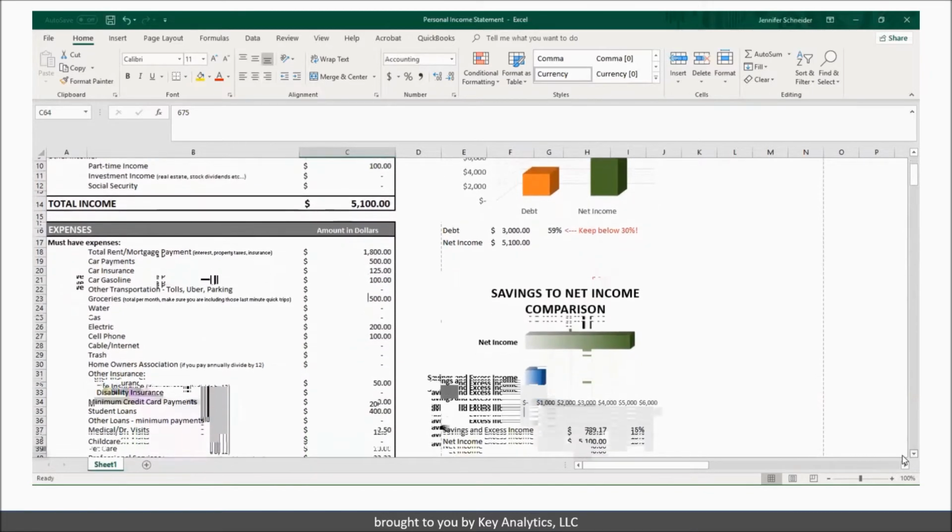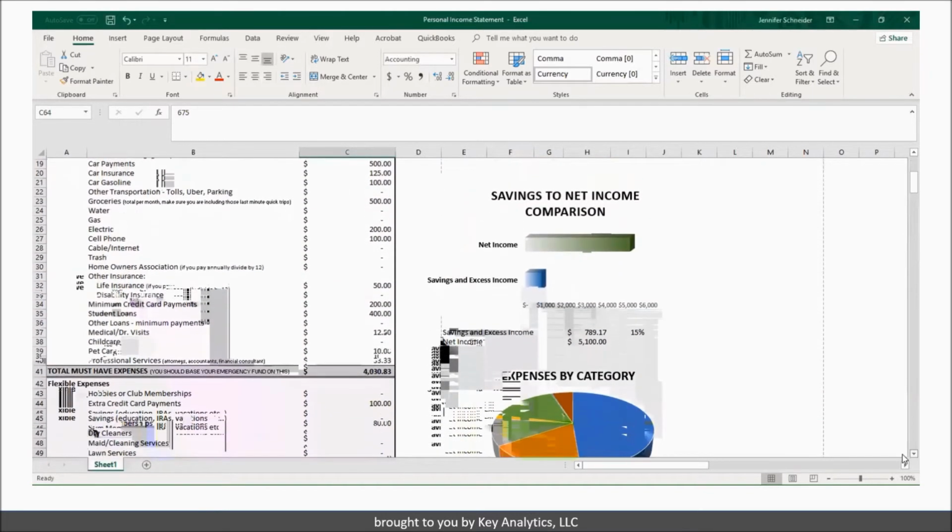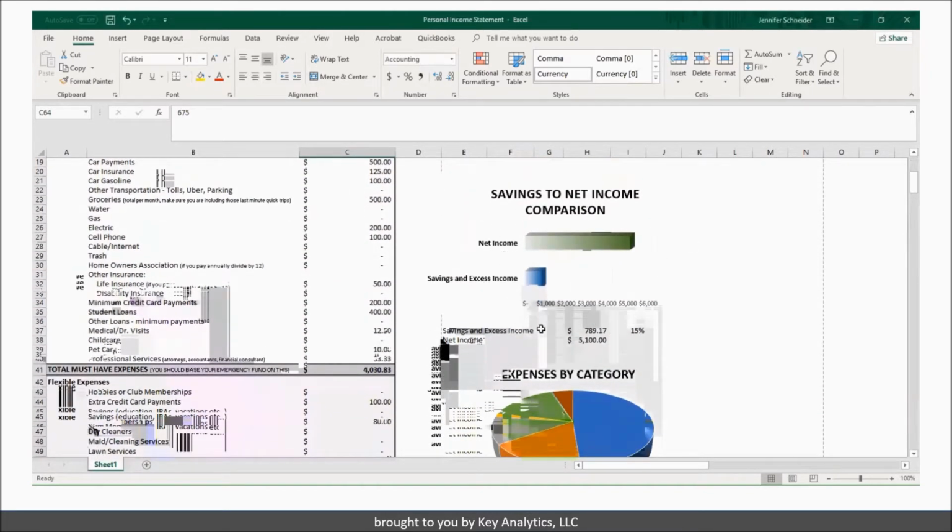The next graphic is going to be savings to net income comparison, and this is just so you are mindful of how much you're saving every month. You would like this percentage to be as high as possible, obviously, because the fewer expenses you have, the higher the number can be. And it just is a check to make sure that you're mindfully saving every month.